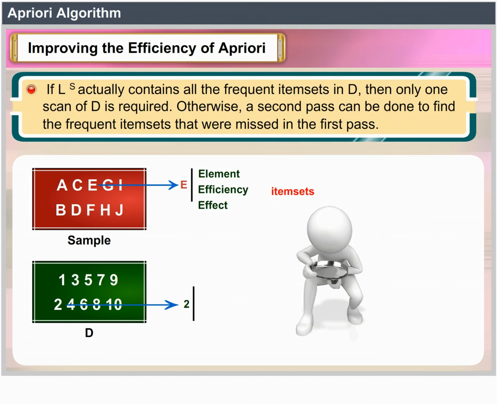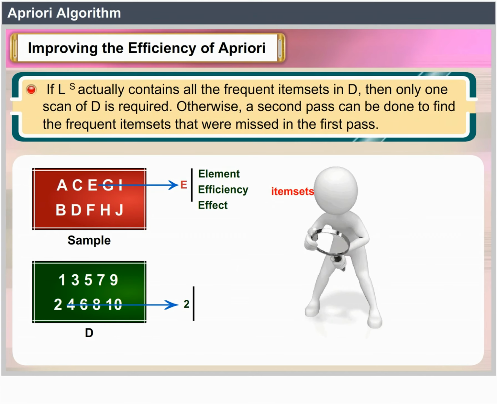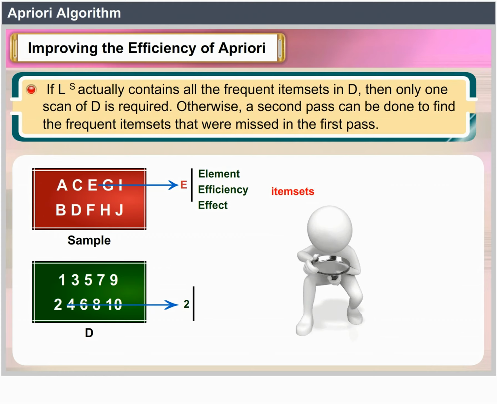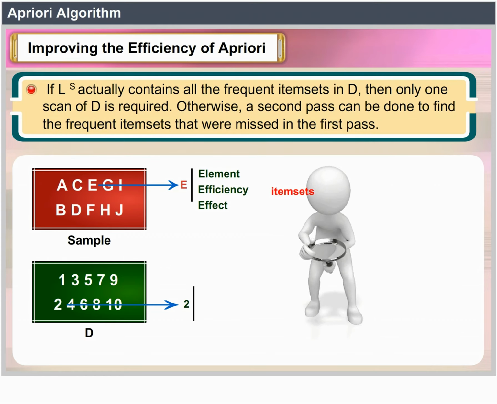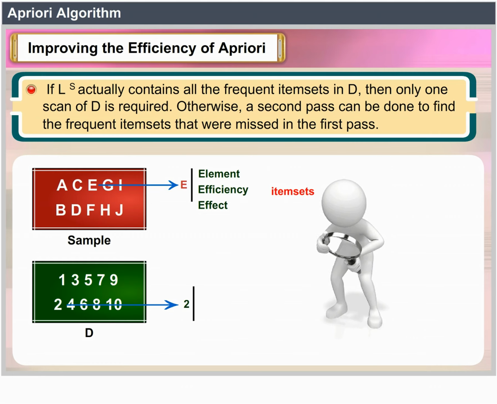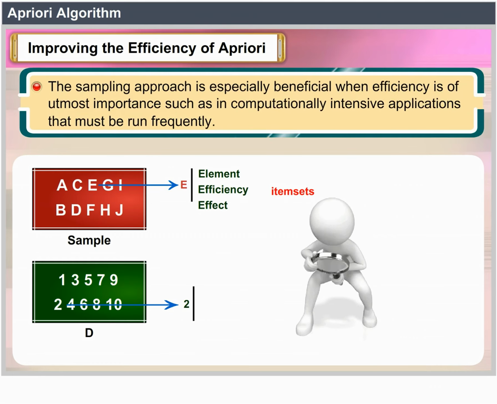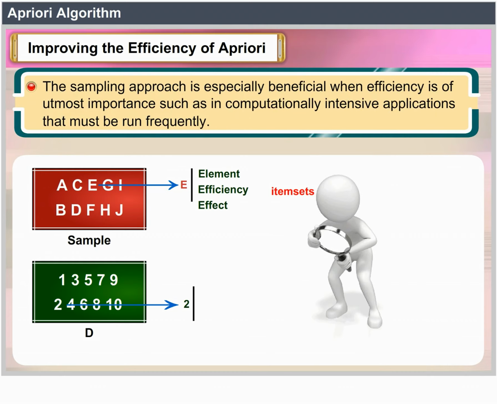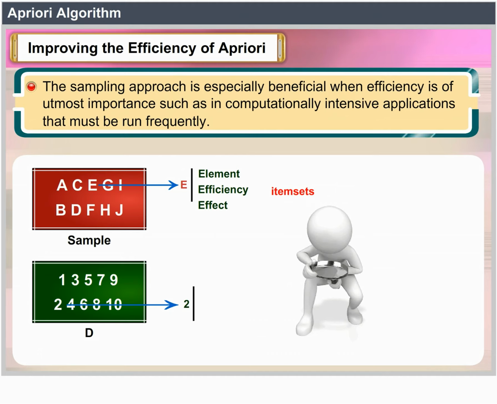If LS actually contains all the frequent item sets in D, then only one scan of D is required. Otherwise, a second pass can be done to find the frequent item sets that were missed in the first pass. The sampling approach is especially beneficial when efficiency is of utmost importance, such as in computationally intensive applications that must be run frequently.